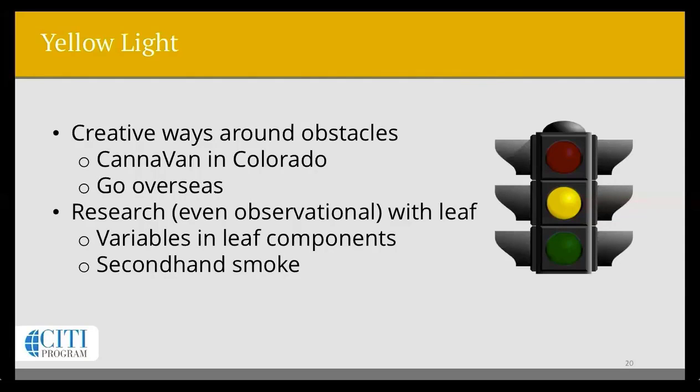So the other yellow light is that even observational research with leaf can create a lot of confounding variables, because there are a lot of variables in leaf components. There may even be pesticides or molds in there, and you need to be concerned about secondhand smoke.